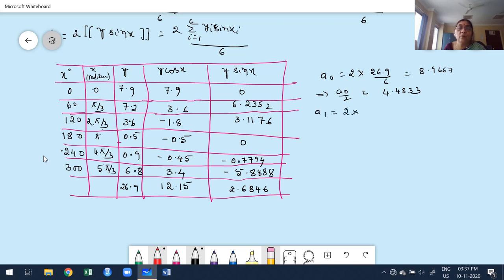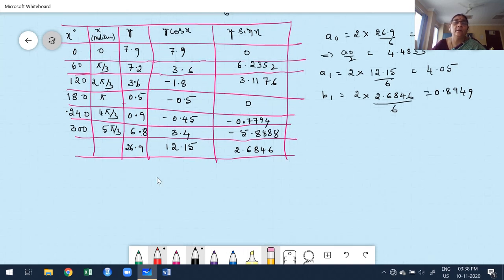Okay, fine. Next, what is my a1? 2 times the total of this, 12.15, divided by 6. And next, what is my b1? 2 into total of y sin x, 2.6846 divided by 6. Sorry, this value I actually wrote wrong. Use a calculator. The a1 value is 2 times 12.15 divided by 6, we get 4.05. This value is actually 0.8949. Then we have to construct the Fourier series up to first harmonic.